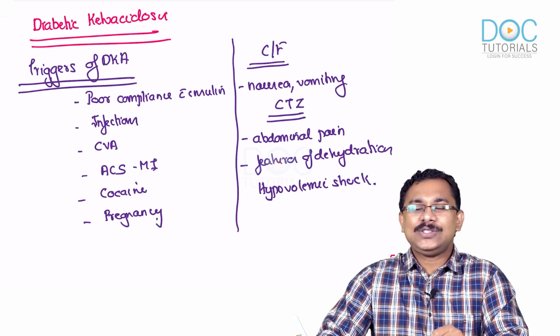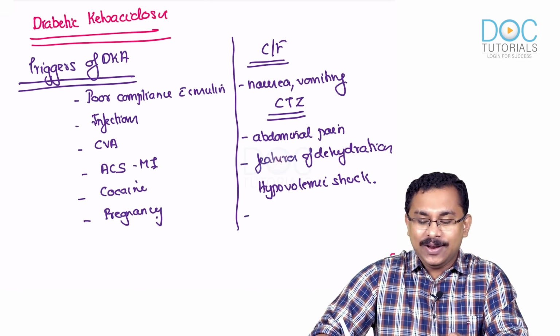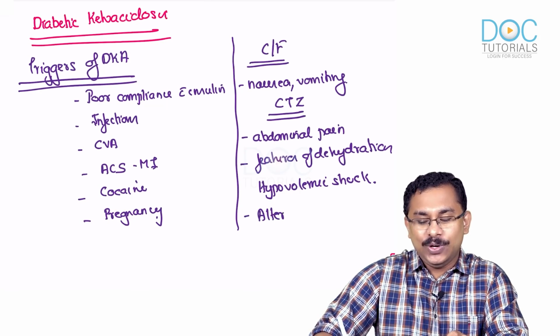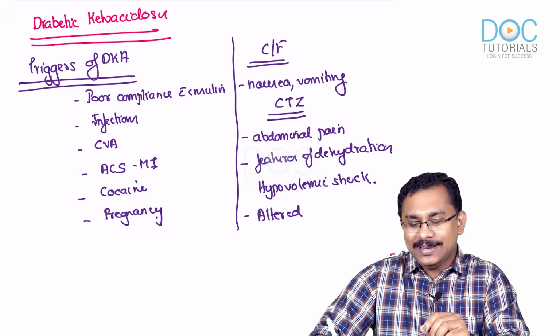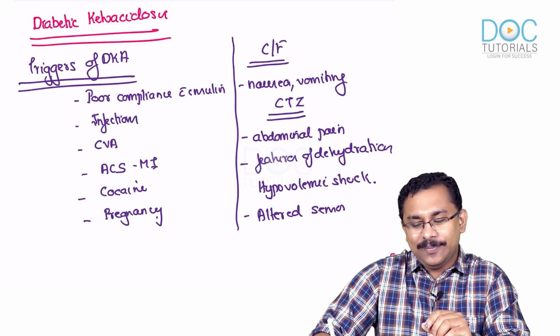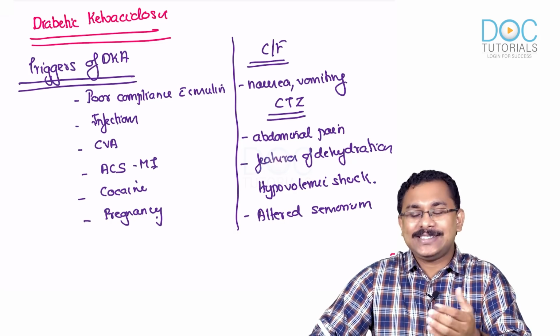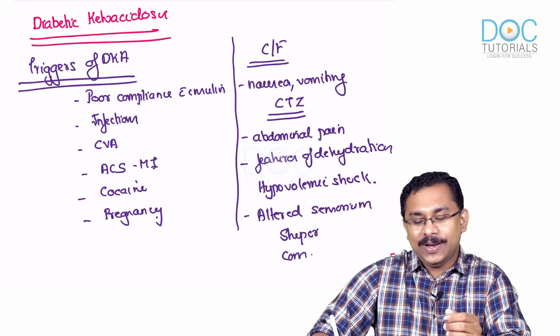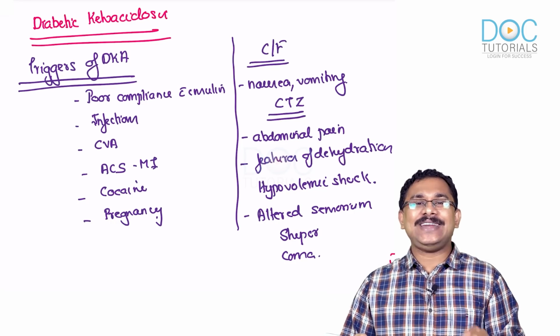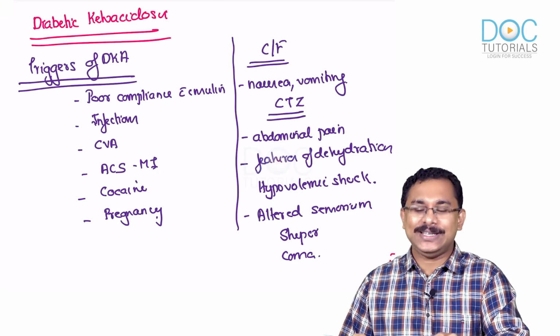Sometimes the patient may be in altered sensorium, because I told you these ketone bodies can produce damage to your brain. So there can be altered sensorium, sometimes to the extent of a stupor or a coma. So these are the presentations of your diabetic ketoacidosis.